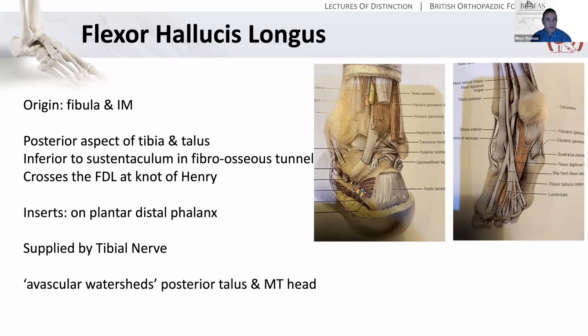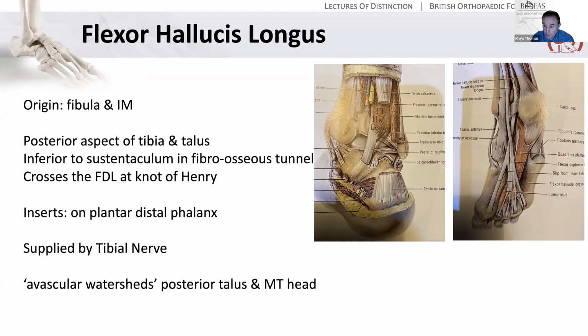So moving on now to the flexor hallucis longus. This comes from the back of the fibula and the interosseous membrane. It runs on the posterior aspect of the tibia and the talus, and as we all remember from our medical school days, it's beef to the heel. So it has a very low-lying muscle belly. It then runs posterior to the talus and inferior to the sustentaculum in its fibro-osseous tunnel. It then runs underneath the foot, crosses the FDL at the knot of Henry, and comes down to insert on the plantar aspect of the distal phalanx of the big toe.